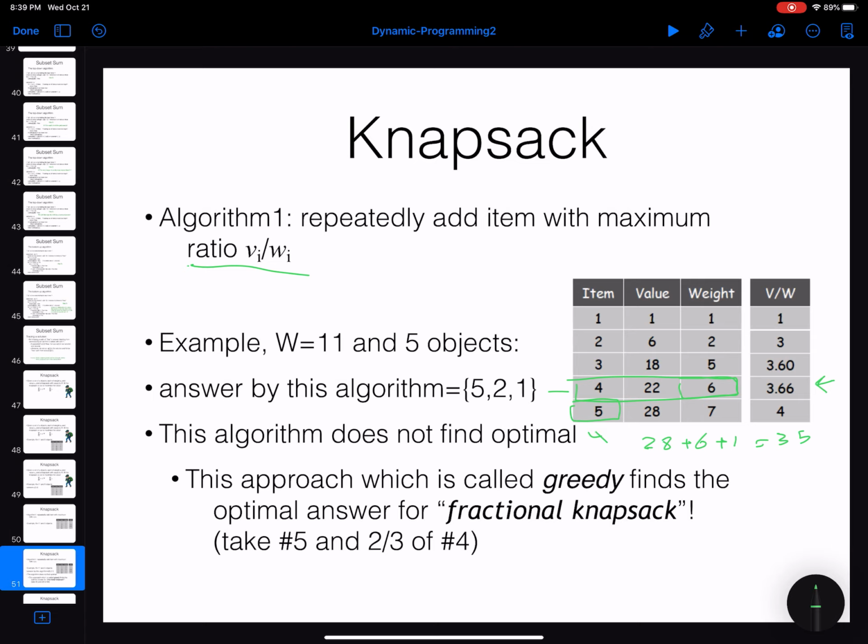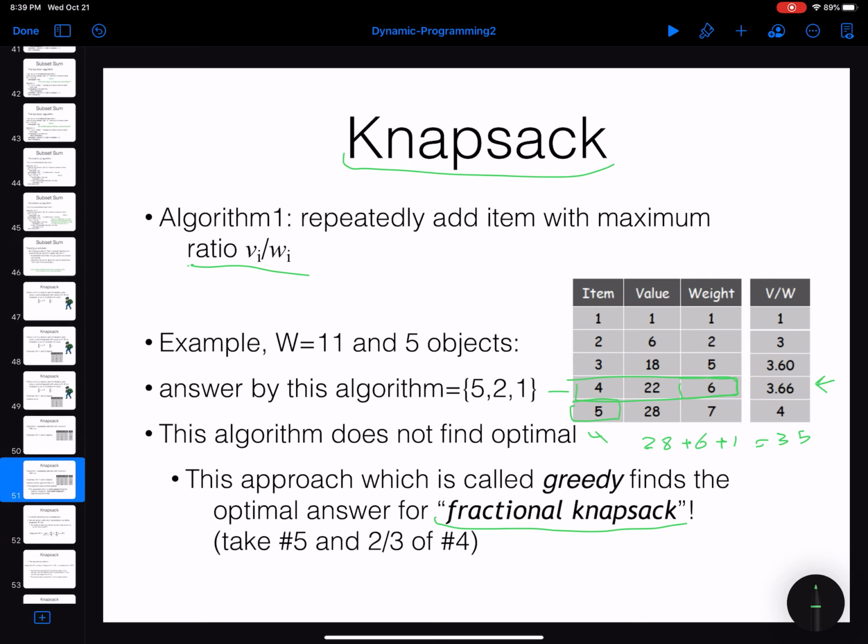So we are going to prove that this greedy algorithm works. It will be optimal if you have a fractional knapsack problem. But for the 0-1 knapsack problem that we are going to solve here, either you take the item or you don't take it, you can't take a fraction of it, and this algorithm is not going to work. It's not finding the optimal answer for me.